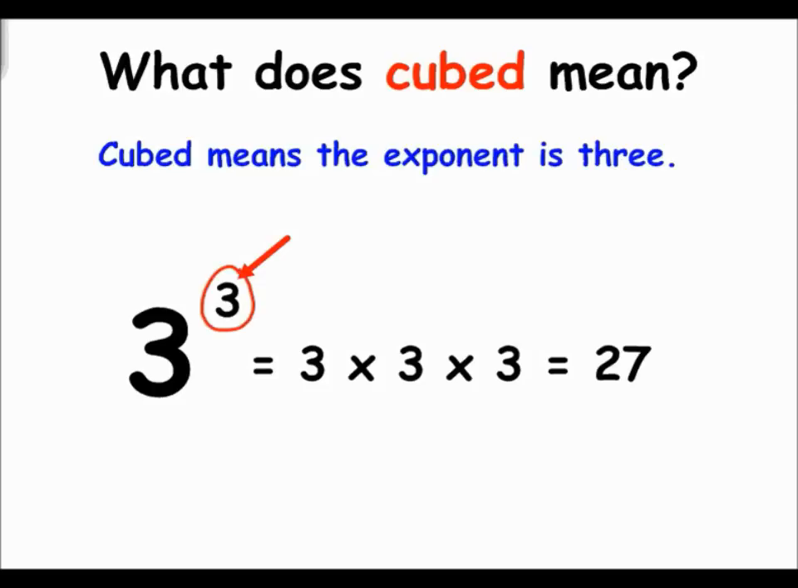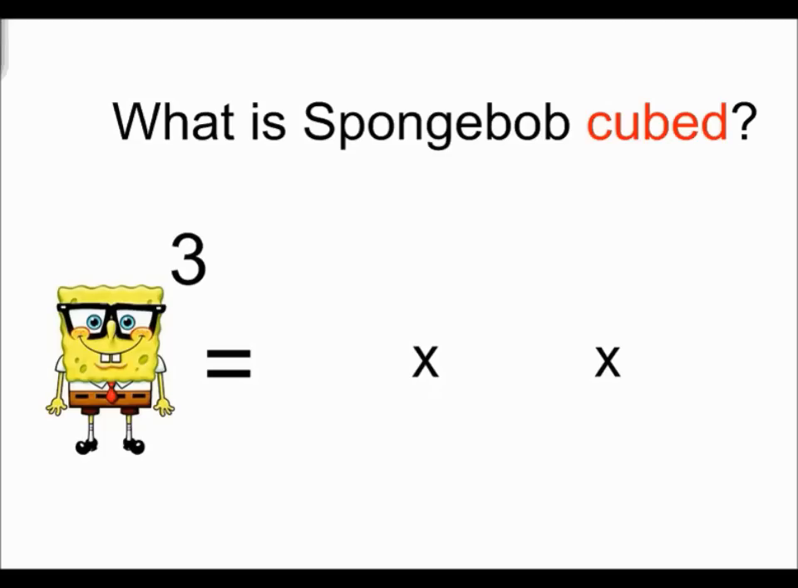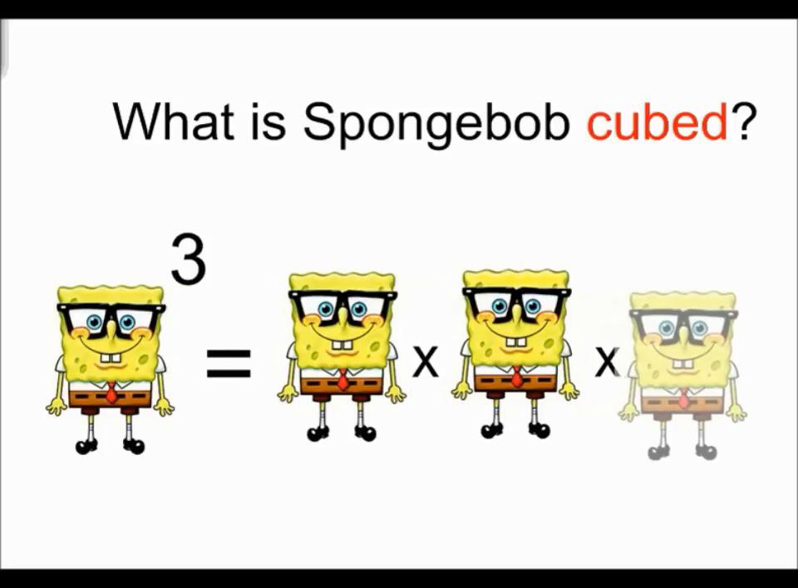Well, what does the term cubed mean? Cubed means that the exponent is a 3. And 3 cubed means you're multiplying the base 3 times itself 3 times, which is 27. This does not mean 3 times 3. It's a common mistake. Well, what would SpongeBob cubed be? That means SpongeBob times SpongeBob times SpongeBob.